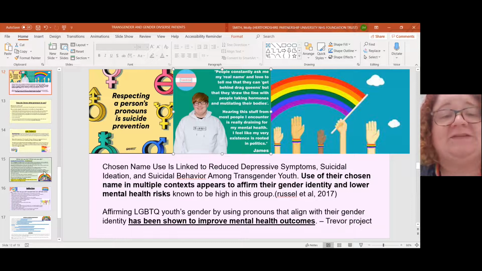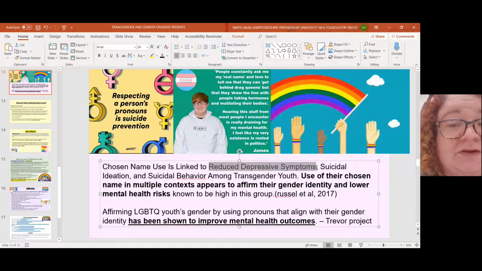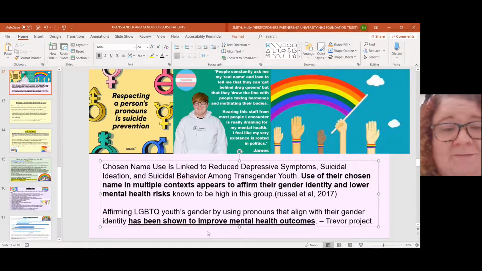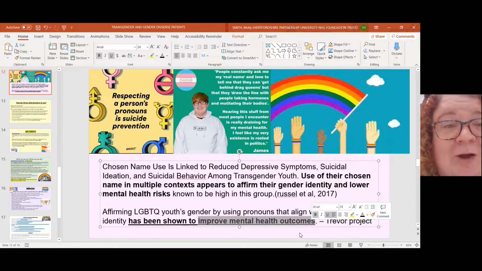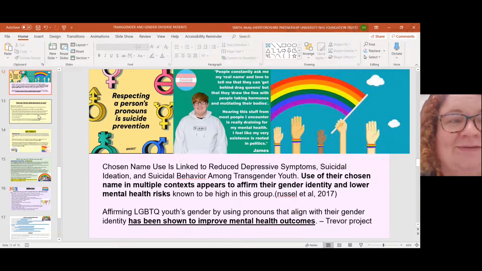Now, using someone's chosen name, using the name that they choose, is linked to reduced depressive symptoms, reduced suicidal ideation, and reduced suicidal behaviour amongst transgender youths. Using someone's name that they have chosen helps to affirm their gender and it helps to lower the mental health risks. Again, it just shows how important it is to make sure you get someone's pronouns right and their name right. It has also been shown to improve mental health outcomes when you get this right. And again, if we are NHS professionals, we want to help to treat the people that we care about. We want to improve their mental health outcomes. So it's very important that we get this right. We use their proper names and we use their pronouns.